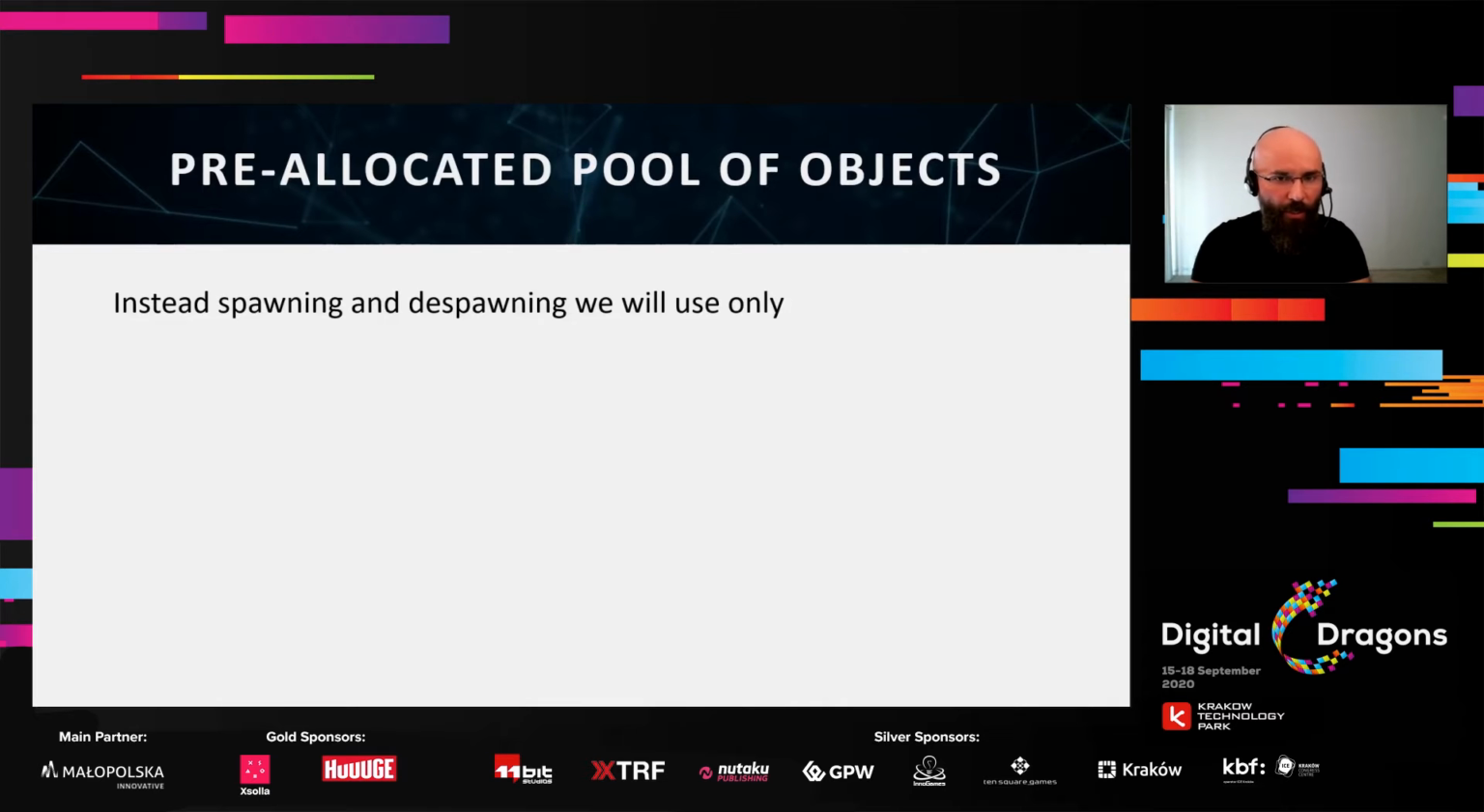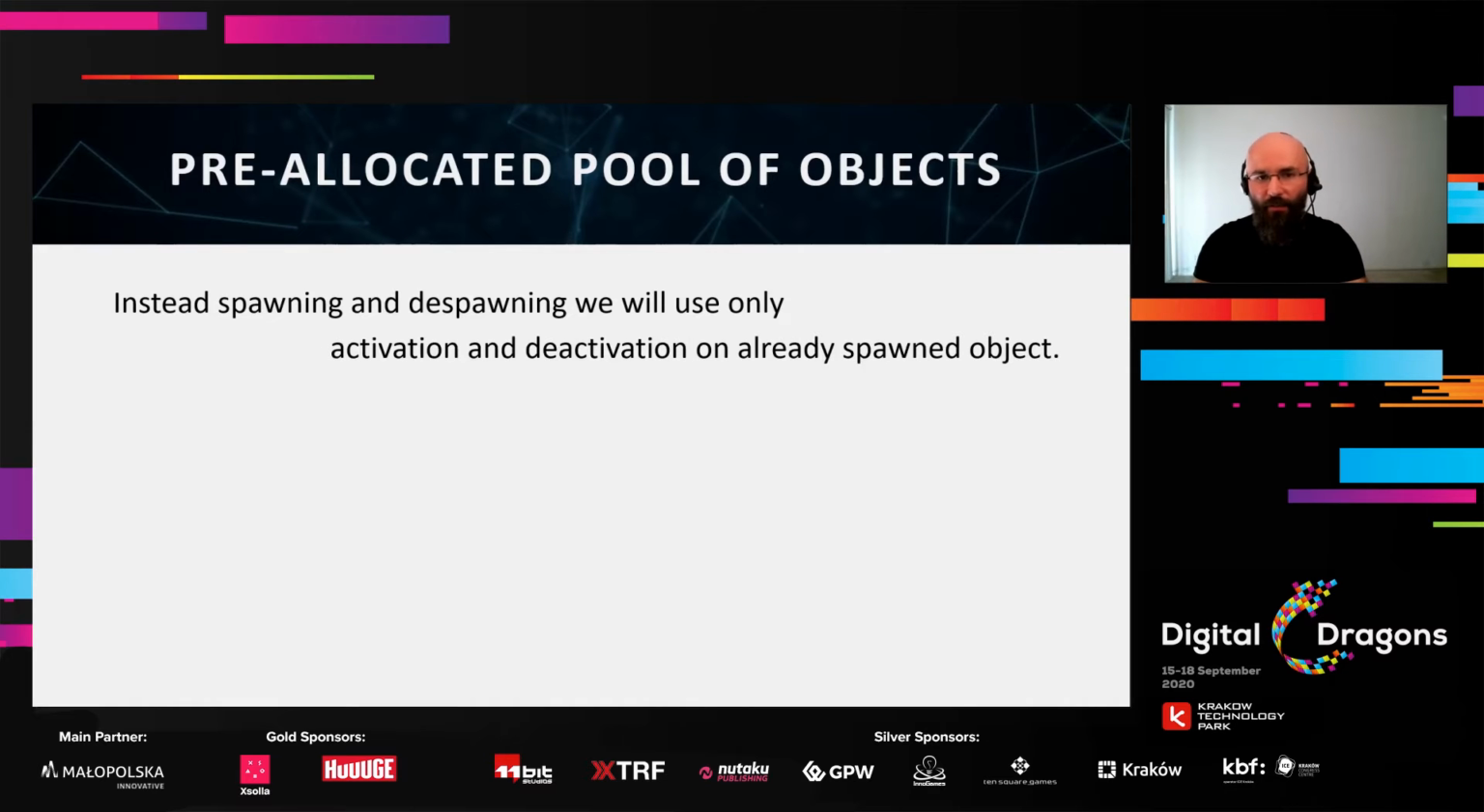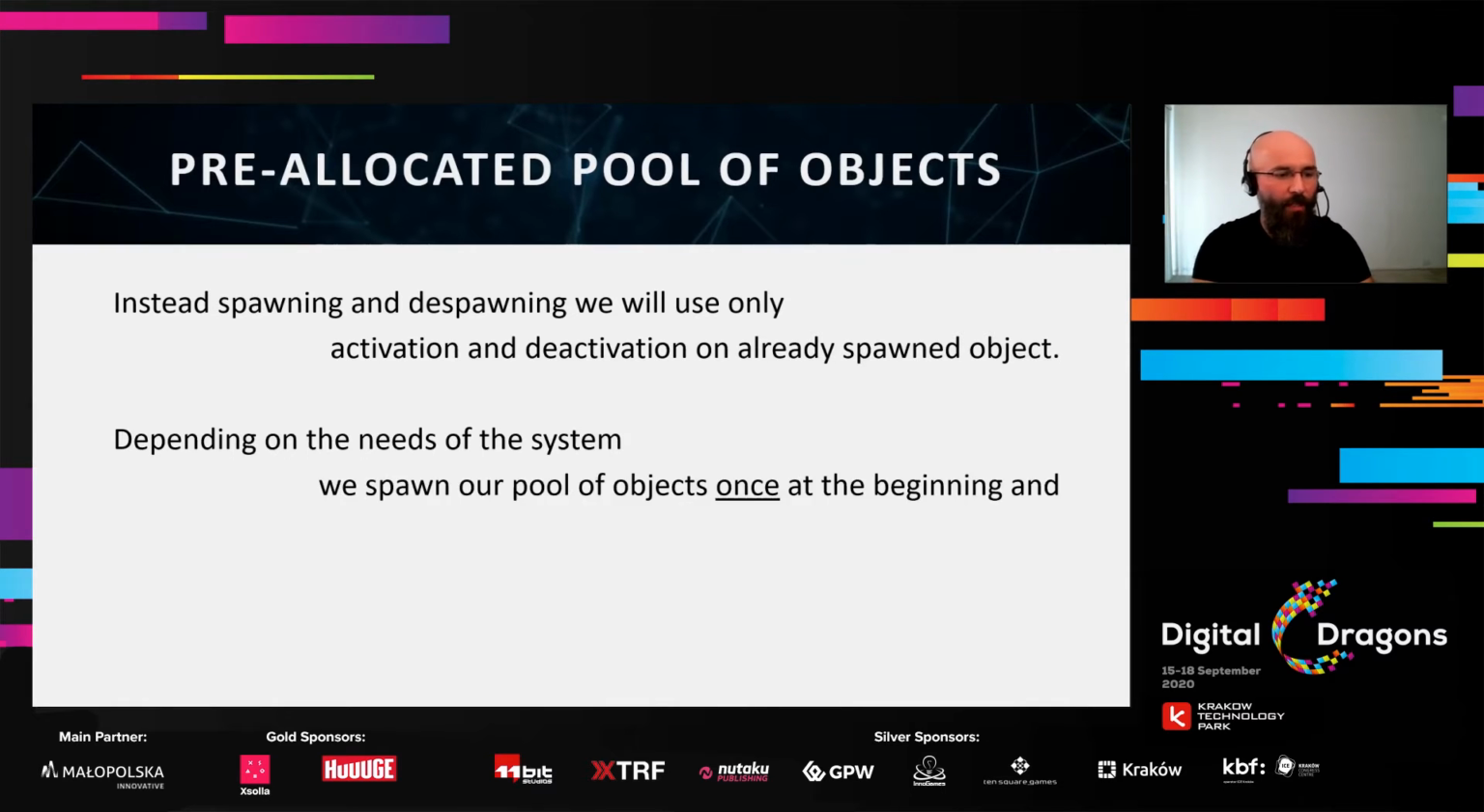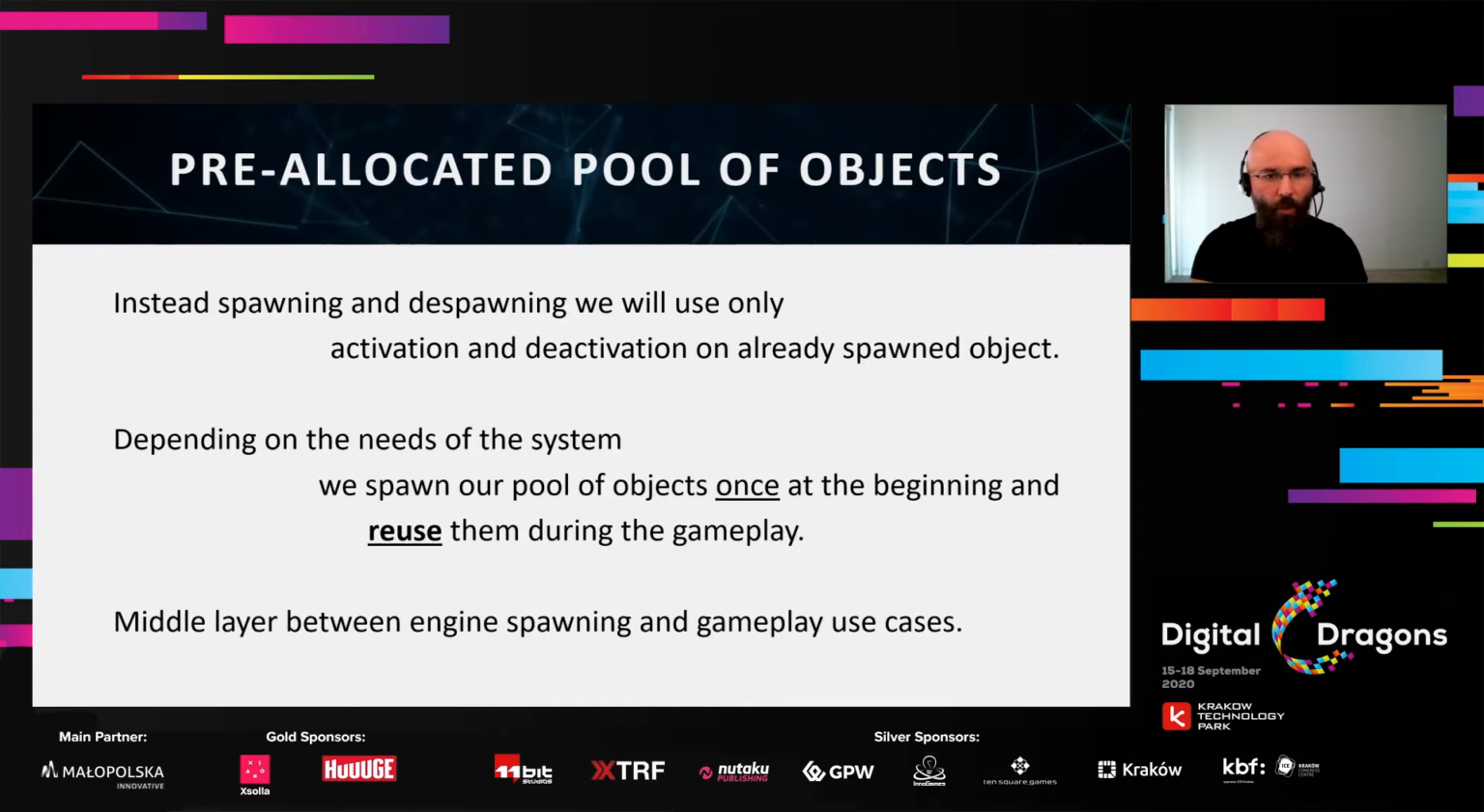So what I want to do here is, instead of spawning and despawning, we'll use only activation and deactivation on already spawned objects. Depending on the needs of your system, we spawn our pool of objects just once at the beginning, let's say during loading of the world, and we just reuse these objects during the gameplay. We can think about this pre-allocated pool of objects as a kind of middle layer between engine spawning and gameplay use cases.